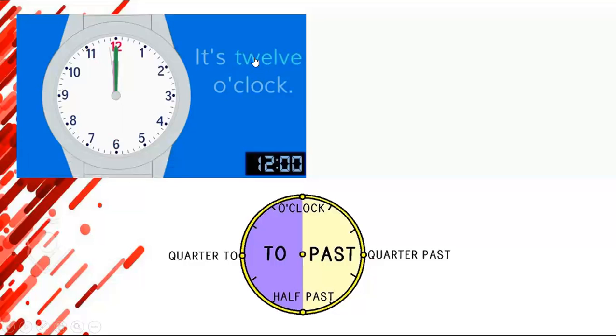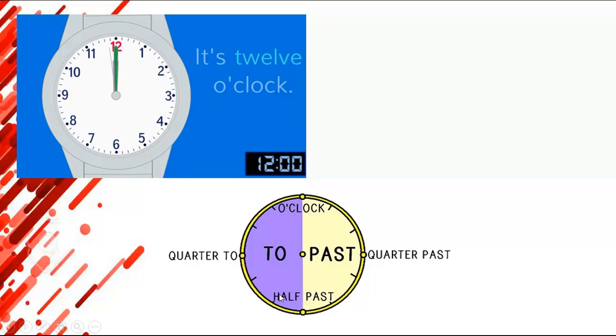12 o'clock. Very good. Very good. O'clock. Remember, o'clock means in Spanish en punto. And it's when the big arrow is in the number 12 in this part, no? O'clock. Remember, huh? Easy, no? This is easy.